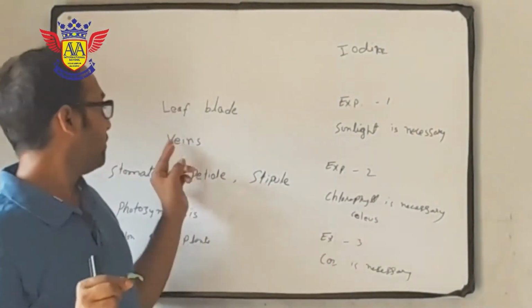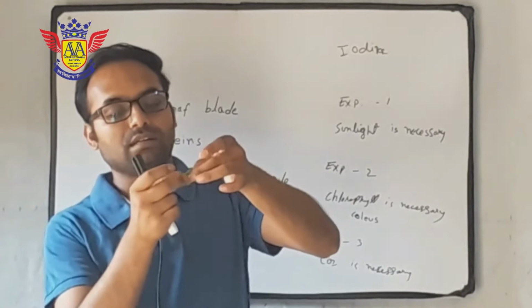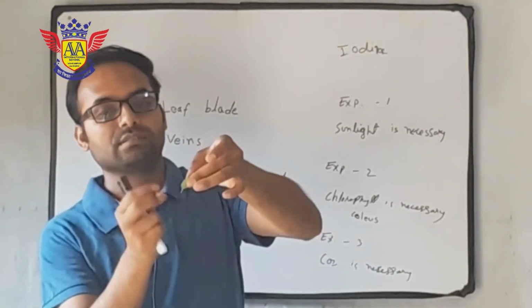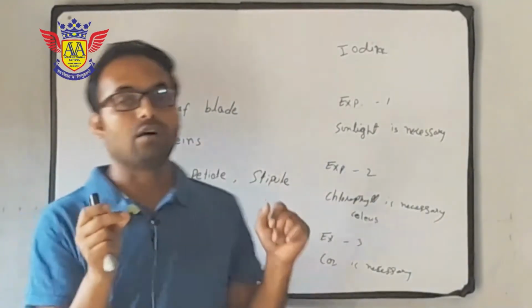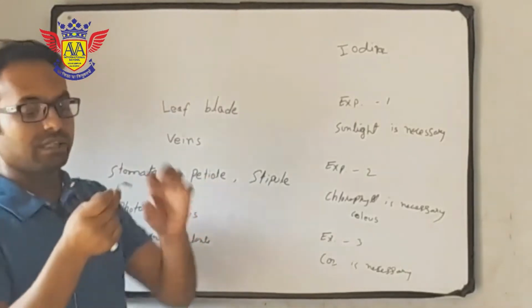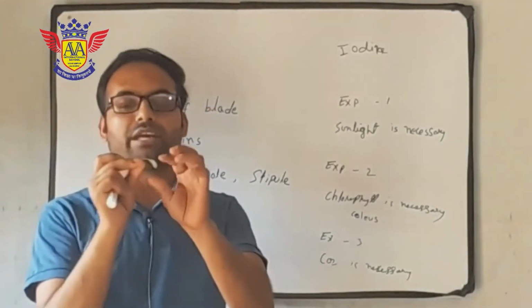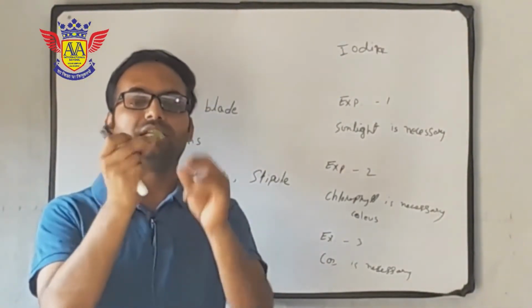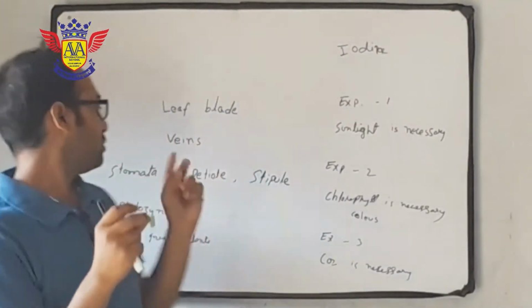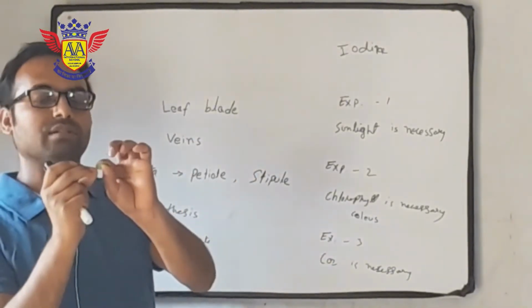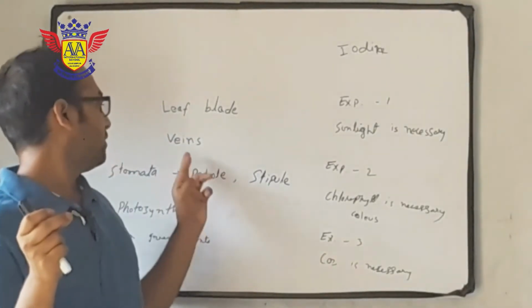Okay, next vein. As you can see inside the leaf, you can see different types of veins. The line going to the petiole. Now what is the petiole? The petiole is the part which holds the leaf from the stem. That hard part is called the petiole. Upward from the petiole the lines go toward the leaf and spread. These lines are called veins.